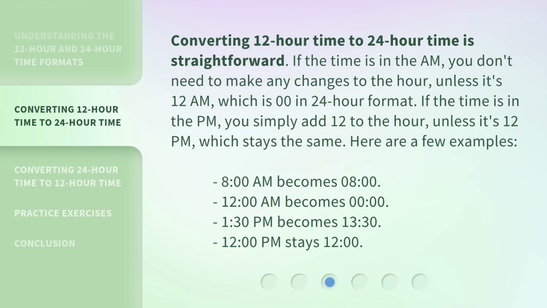8 AM becomes 8 o'clock. 12 AM becomes 0000. 1:30 PM becomes 13:30. 12 PM stays 12 o'clock.